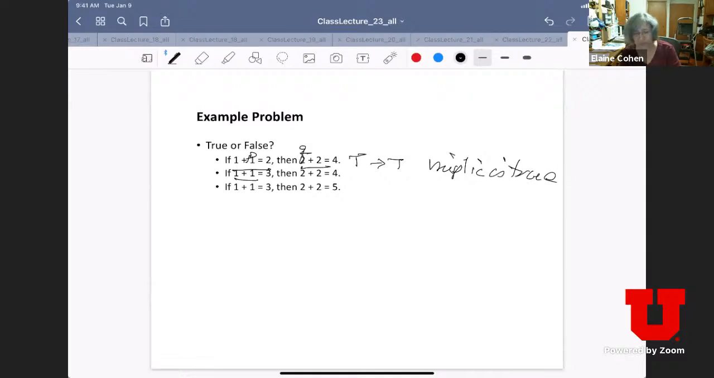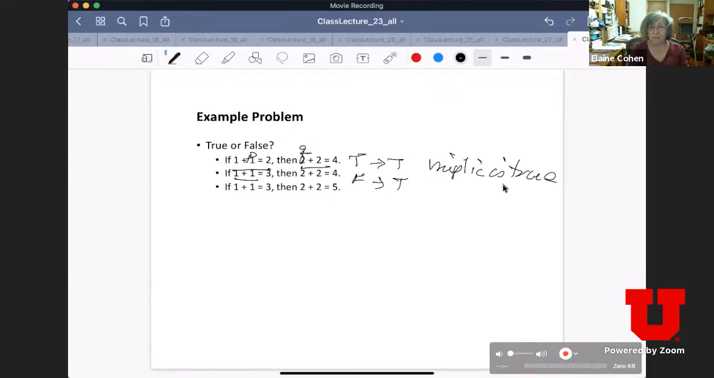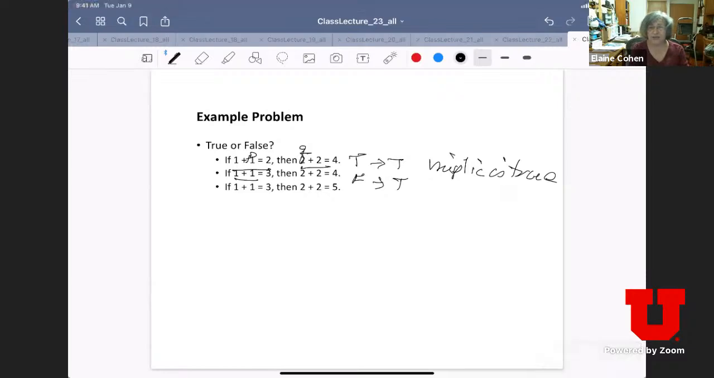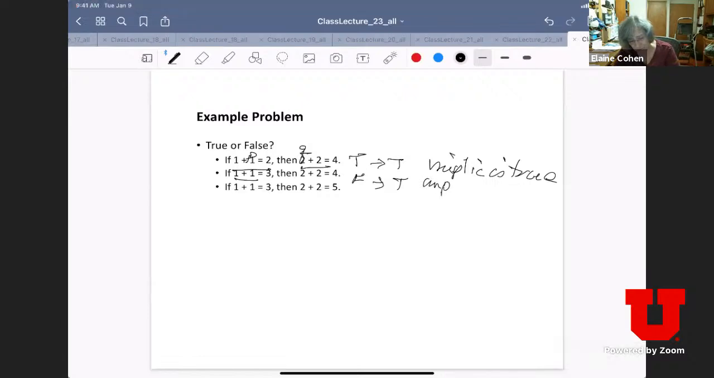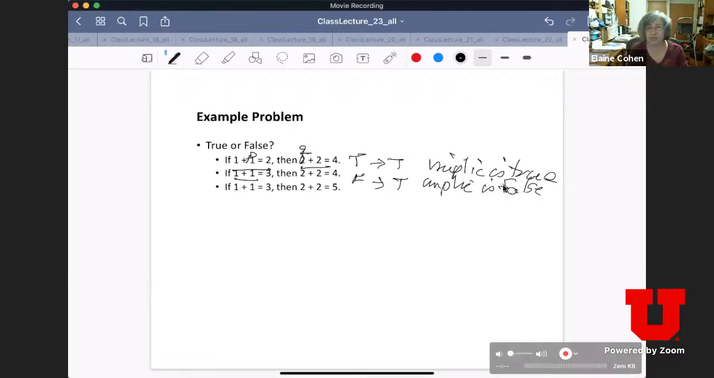So here I say 1 + 1 is 3. So that hypothesis is false. 2 + 2 = 4. Well, that's true. So I have written an implication, P implies Q, but P is false. Is the implication true? And the answer is the implication is false. That's the truth table we just looked at.